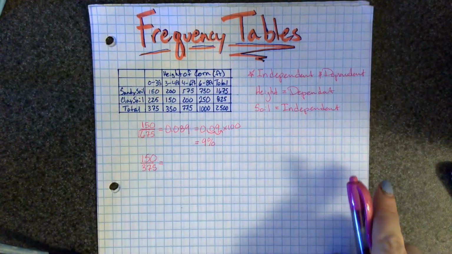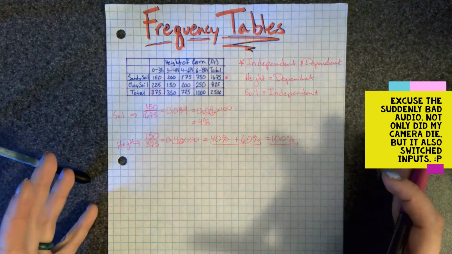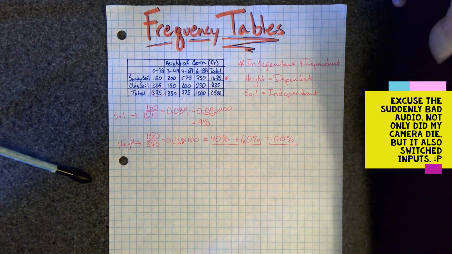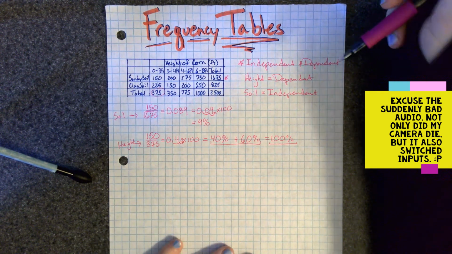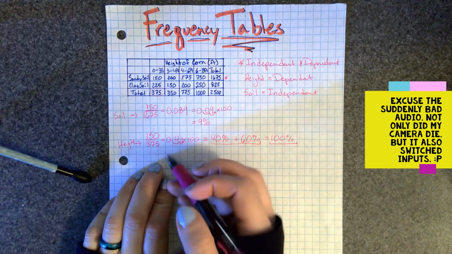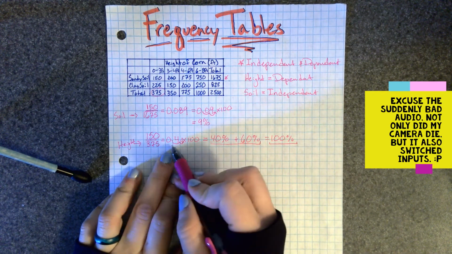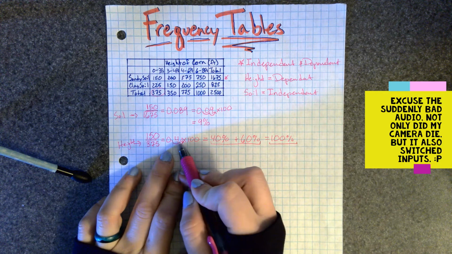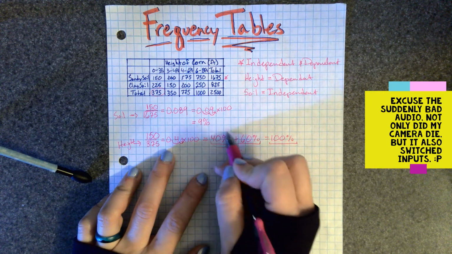Well, bam! Look at all that math done! Sorry guys, my camera died and didn't tell me it was not recording anymore. So, I would have loved to show you the math here, but basically we did 150 divided by 375. That equals 0.4 times 100 is 40%. Woo!